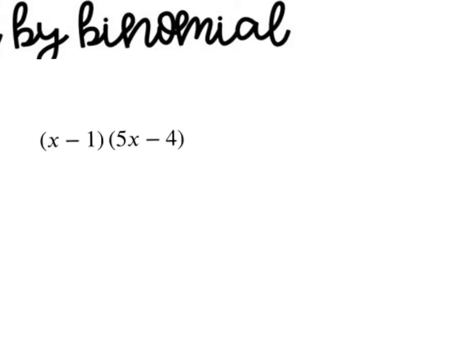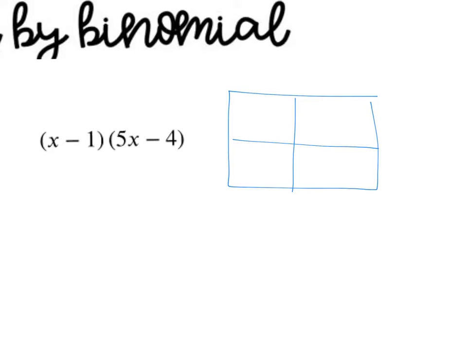All right, let's try it again. This time I have the binomial x minus 1 times the binomial 5x minus 4. I'm going to draw my box. My box will have four parts. I'll write x and then minus 1 across the top. That's from the first binomial. And then I'll write 5x minus 4 across the side. That's from the second binomial.